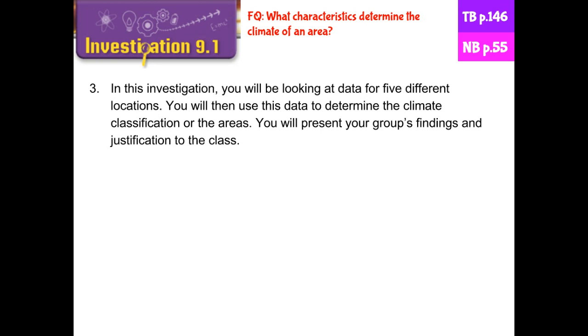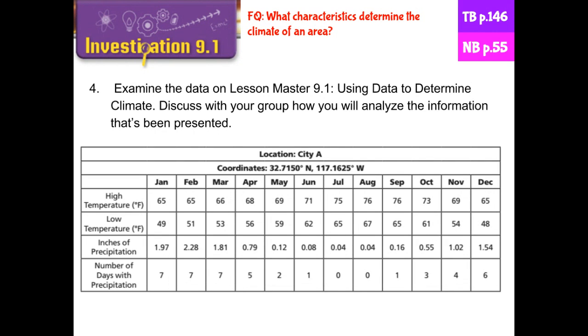For the investigation, you're going to look at 5 different locations, and you'll be using your data to determine the climate classifications, and you'll be presenting your group's information to the class. Here's an example from the handouts you're going to get. You're going to get a location, so this would be city A. You have the coordinates, and then you have the high and low temperatures, the amount of precipitation, and the number of days with precipitation during that month.